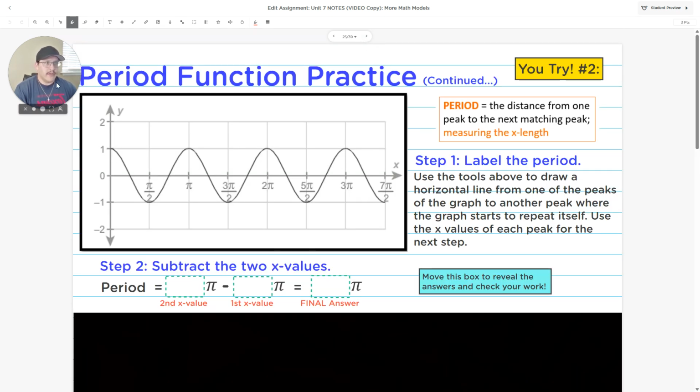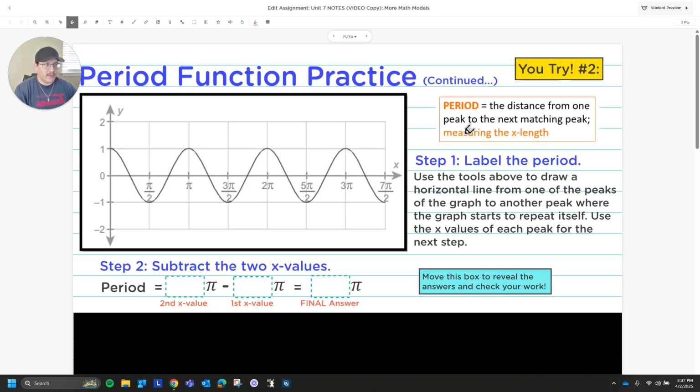Okay, now here's your try number 2. What is the period of this problem? Go ahead and go through the steps. Use the tools if you need to help you determine where the period is. And then subtract the 2 x values that you found and get your answer. So if you're doing this on ClassKit, go ahead and pause the video. Try this problem on your own. Otherwise, I'm going to continue on and show y'all how to do this.